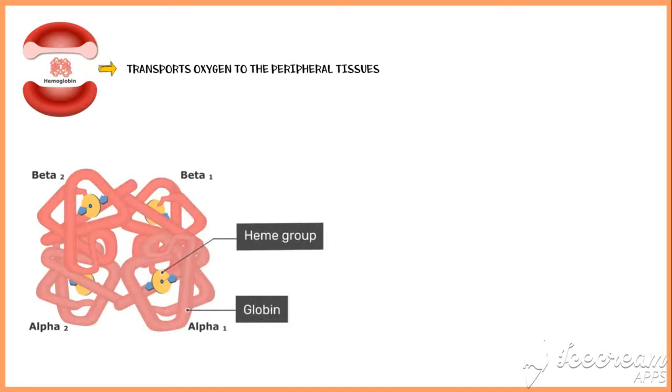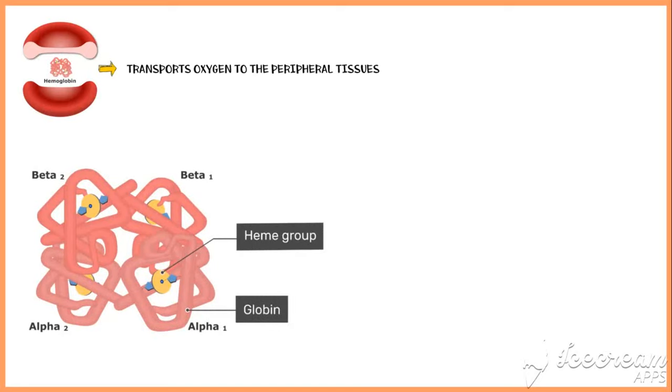Hemoglobin is a protein that is mainly found in red blood cells. The main function of this quaternary protein is to transport oxygen to the peripheral tissues. It also transports carbon dioxide out of the tissues. This image shows the molecular structure of hemoglobin.